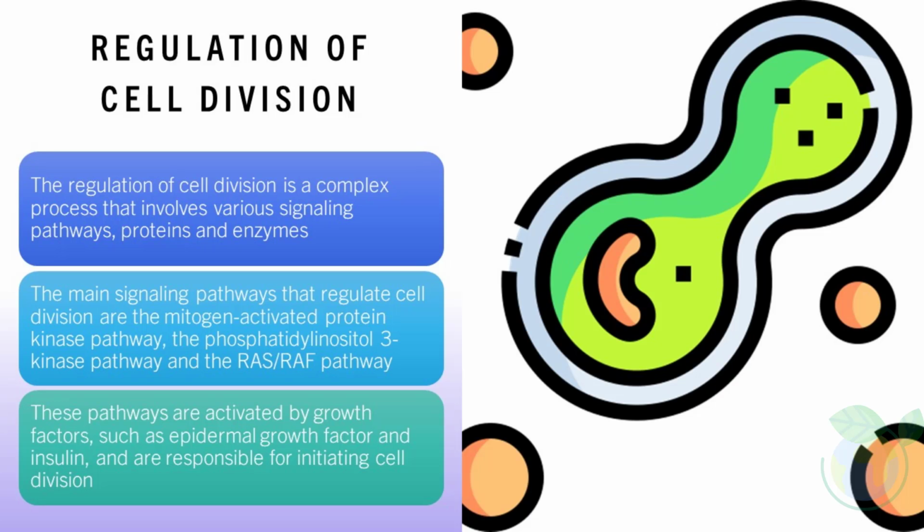Regulation of cell division. The regulation of cell division is a complex process that involves various signaling pathways, proteins, and enzymes. The main signaling pathways that regulate cell division are the mitogen-activated protein kinase, MAPK, pathway, the phosphatidylinositol 3 kinase, PI3K, pathway, and the RAS/RAF pathway. These pathways are activated by growth factors, such as epidermal growth factor, EGF, and insulin, and are responsible for initiating cell division.